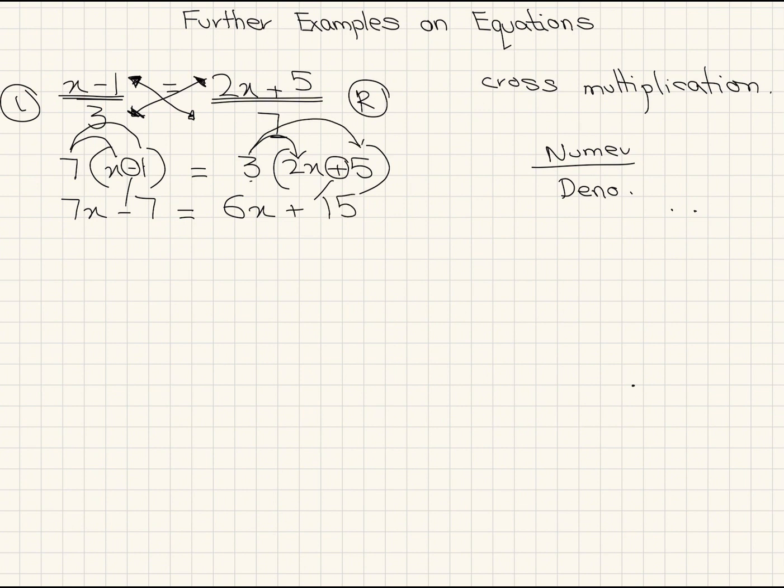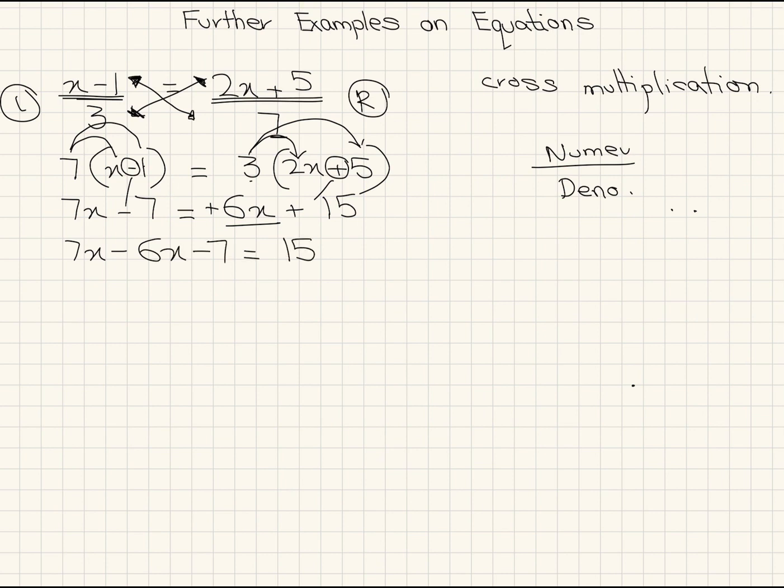All right, now I need to group all the variables together, which basically means me moving the 6x to the left side. And for me to do that, this is a positive 6x. When it moves to the left side, it's going to be, yes, you're right, it's going to be negative 6x this time. Minus 7 equals 15.